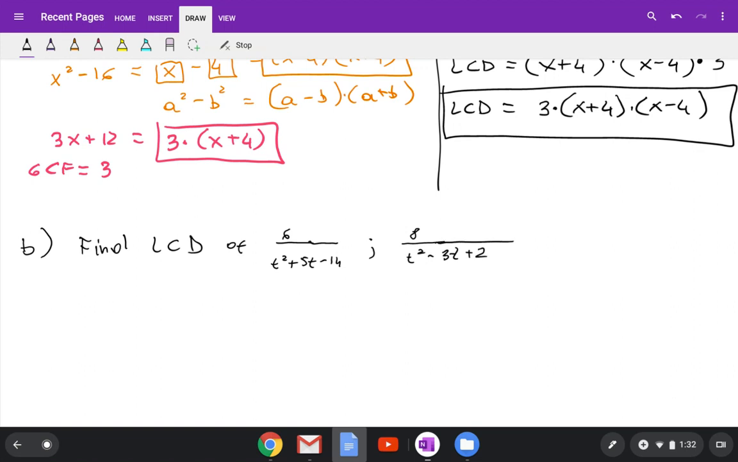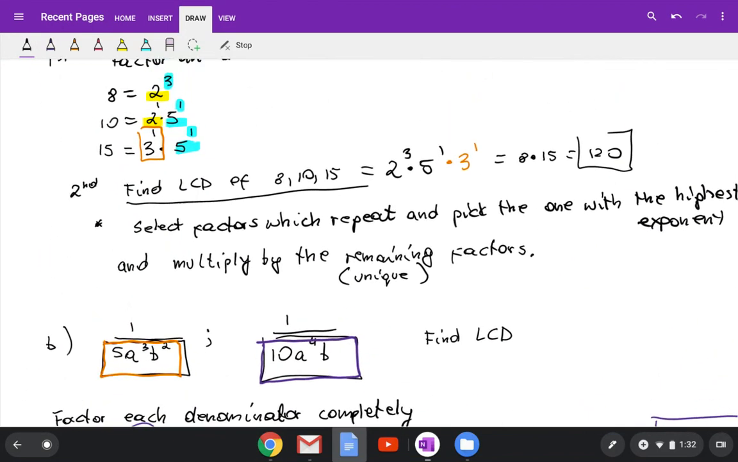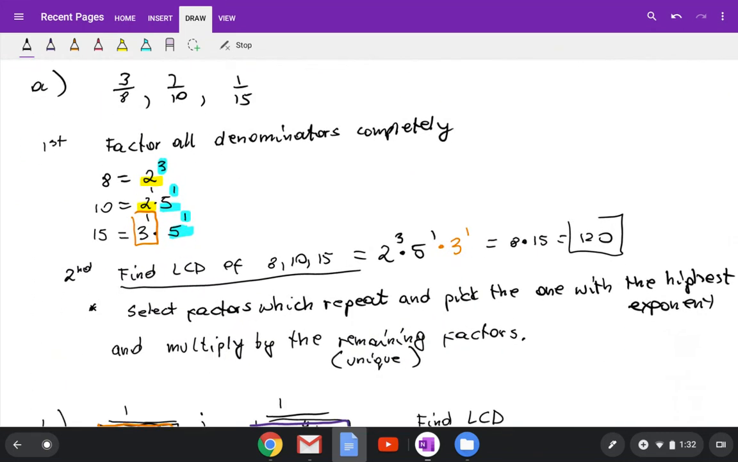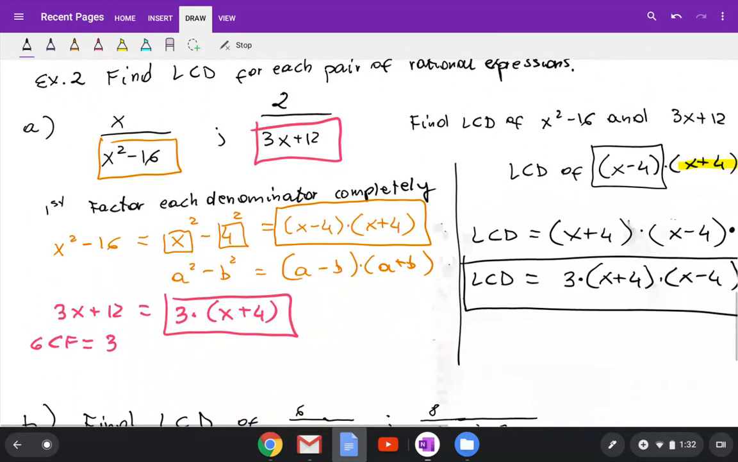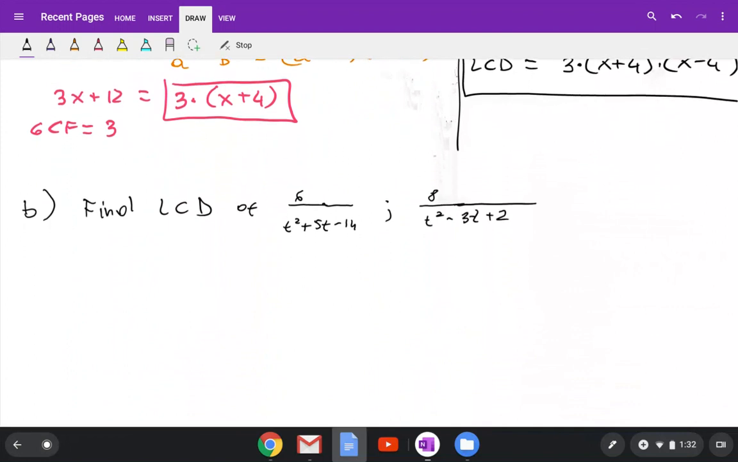So I just want to mention that to find the LCD, you guys follow the steps which I gave you here. What happened with our examples, they just became more advanced, which means we need to do more factoring. Okay, so step number 1, factor all denominators completely. So step 1 will start taking a little more time because the denominators which you see here are more advanced. Okay, so first, factor each denominator.